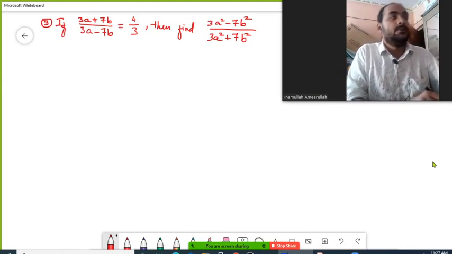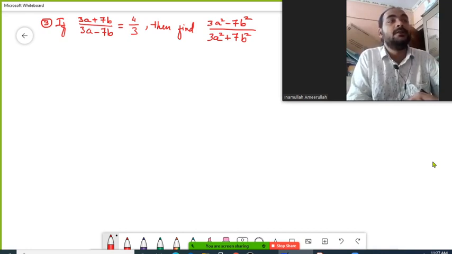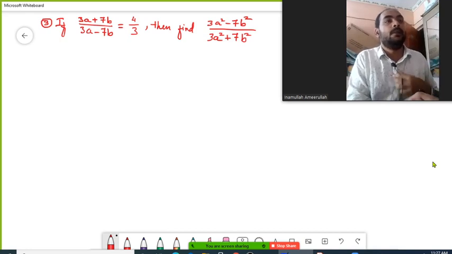This is question number 3. If (3a + 7b)/(3a - 7b) is 4/3, then find the value of 3a² - 7b² and 3a² + 7b².